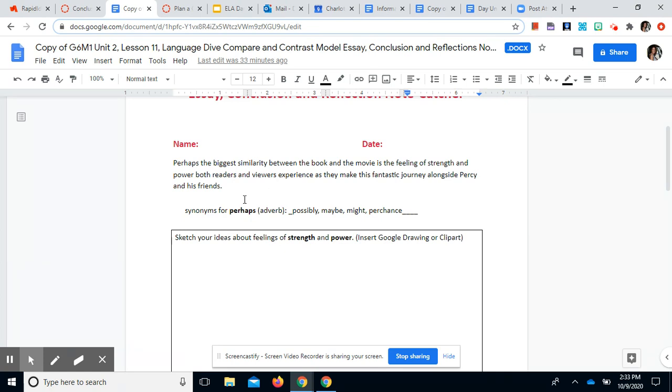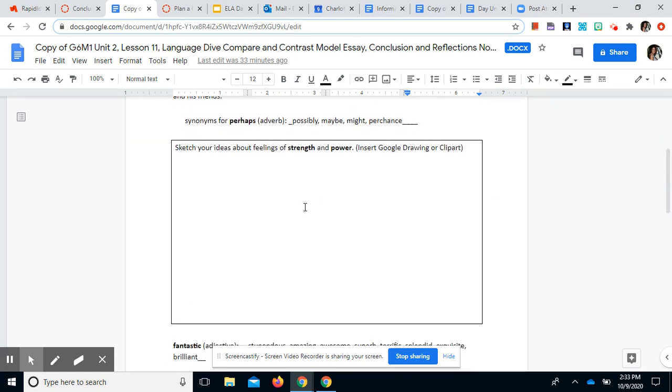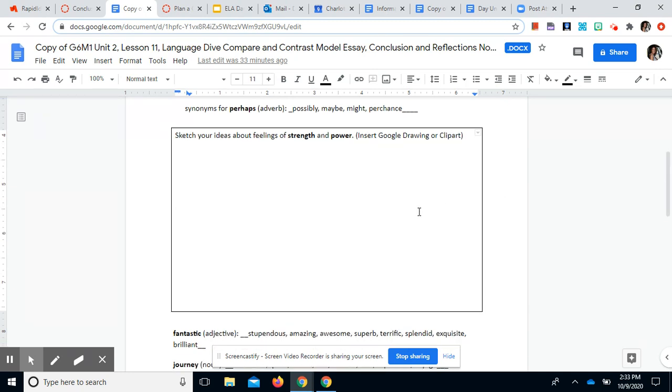The first thing we did was come up with some synonyms for perhaps. So we said possibly, maybe, might, perchance. Then we talked about feelings of strength and power and what we pictured with strength and power. Had lots of people talking about muscles. We had kings and queens. We had heroes. We had gods. So you are to snag a picture or two that makes you think of strength and power.